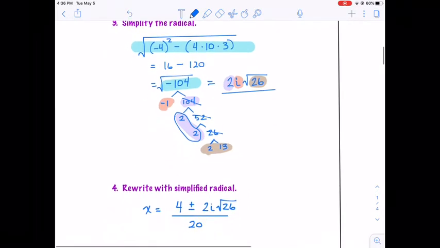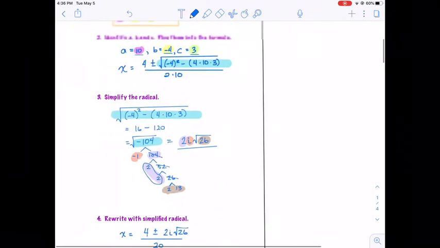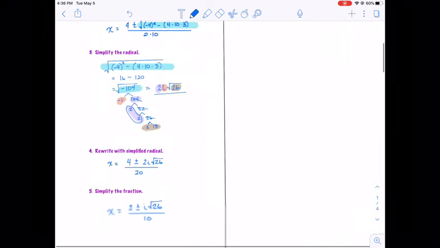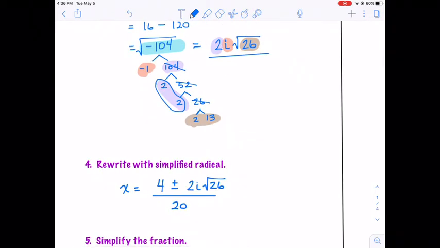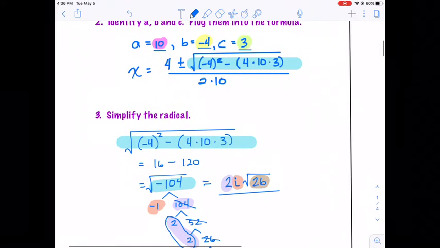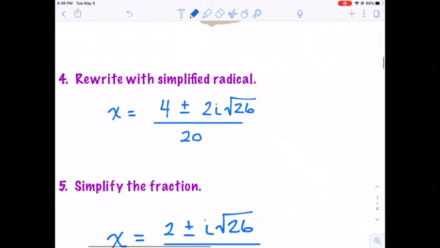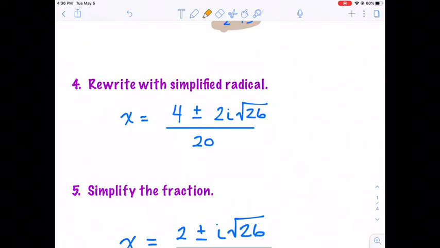Now I'm going to rewrite the formula with that simplified radical. Remember, it started out with 4 plus or minus, and then it had that long radical expression. So I'm going to go 4 plus or minus, but instead of that long radical expression, I'm going to put the 2i square root of 26. It was all over 2a, all over 2 times 10, so it went all over 20. The next step is to simplify the fraction.